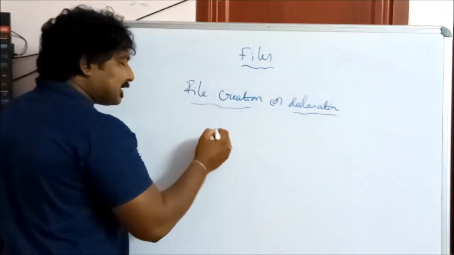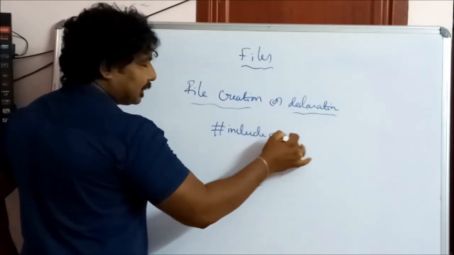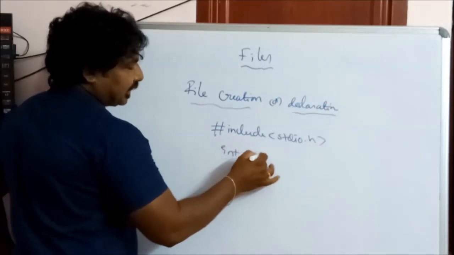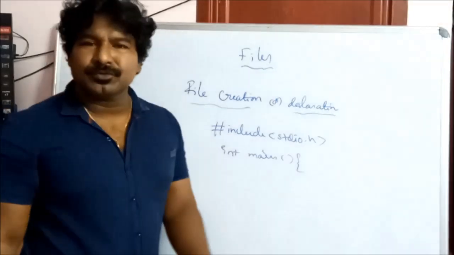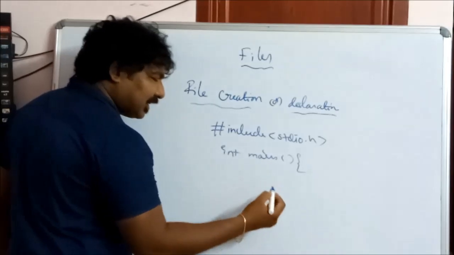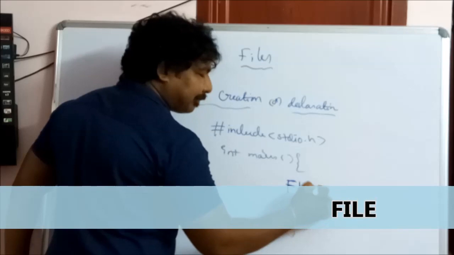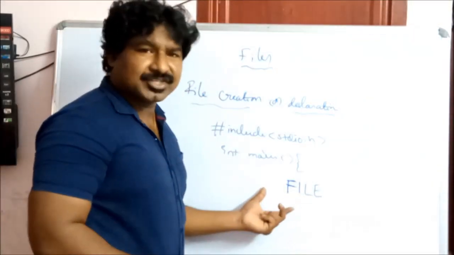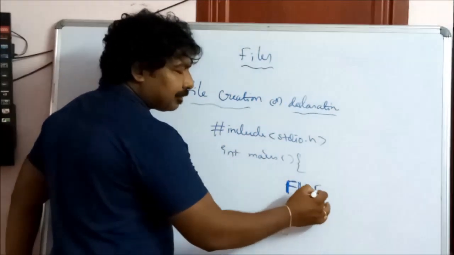So for example, if this is my program, #include <stdio.h>, int main. So what is the first thing you have to do when you want to create a file in your program? I have to use a special data structure called FILE. Remember friends, this is a capital letter FILE. This is not a data type, okay? This is called a data structure. So I have to use this data structure called FILE.